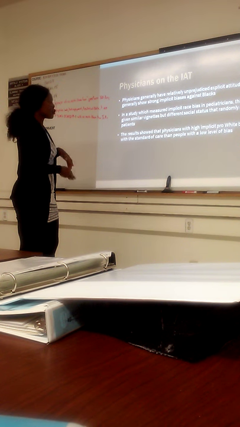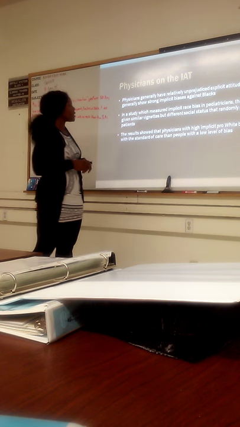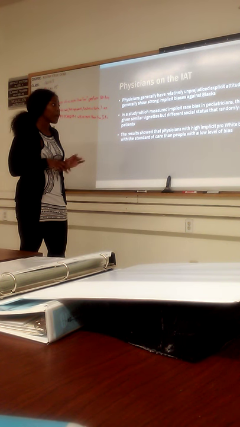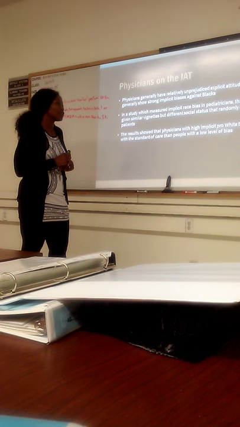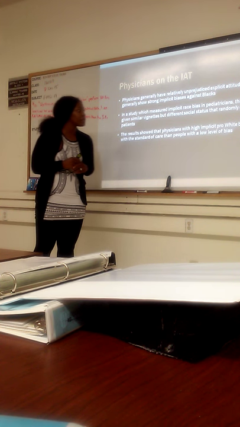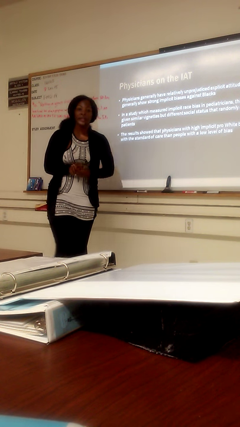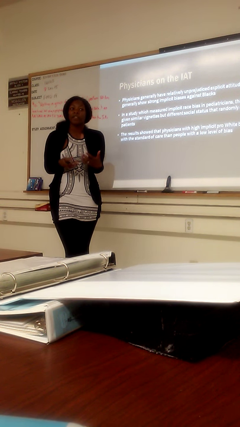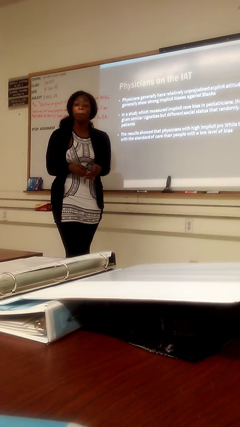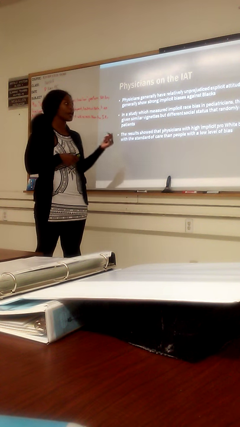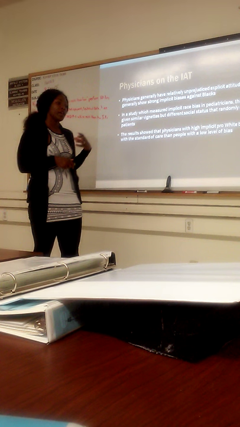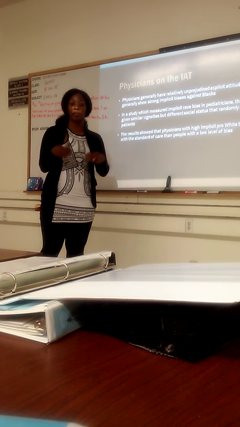So in using the IAT on physicians, physicians generally have a relatively unprejudiced, explicit attitude towards Blacks. However, they generally show strong implicit bias against Blacks. So their reported behavior, they're saying that they don't have any racial bias, that they view their patients equally, but when they do the IAT and measure for implicit biases, they find that they do have a strong preference for white.